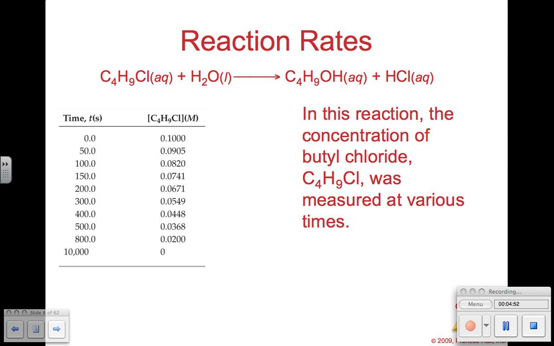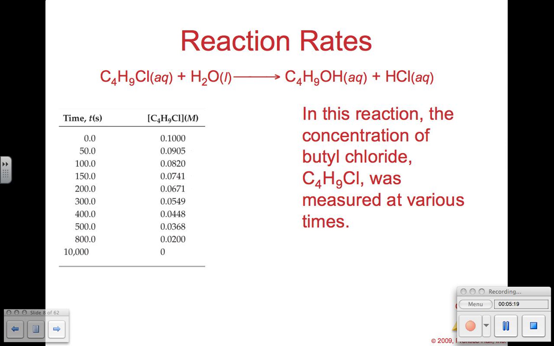Here we have an example: this is butyl chloride, and it's combining with water to make butyl alcohol and hydrochloric acid. Okay, so over time, you start with all butyl chloride, okay?